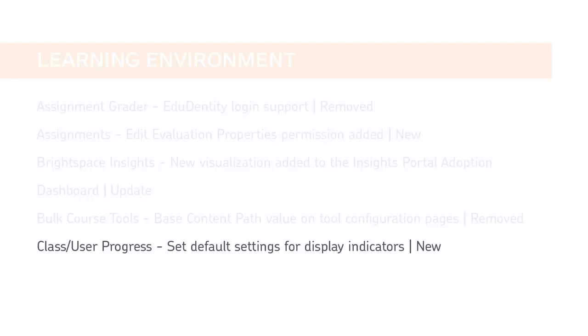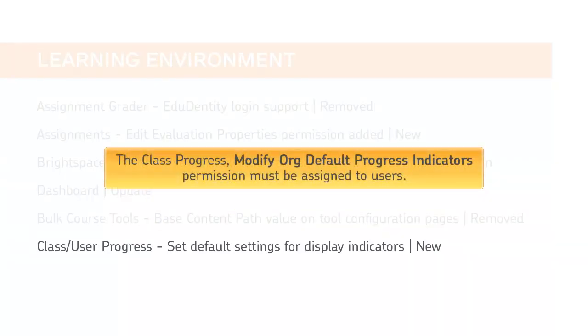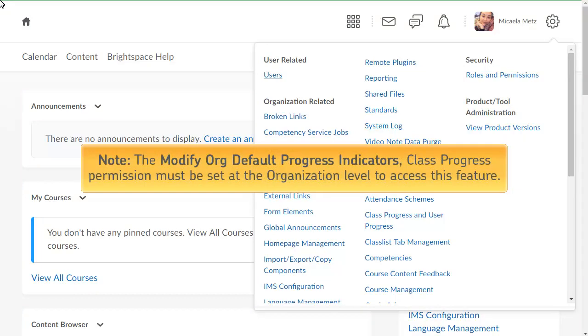You can now set org-level default settings for indicators in the Class Progress Dashboard and User Progress Report. This feature implements PI item D2047. The Class Progress Modify Org Default Progress Indicators permission must be assigned to users. Select Class Progress and User Progress. Note: the Modify Org Default Progress Indicators Class Progress permission must be set at the organization level to access this feature.